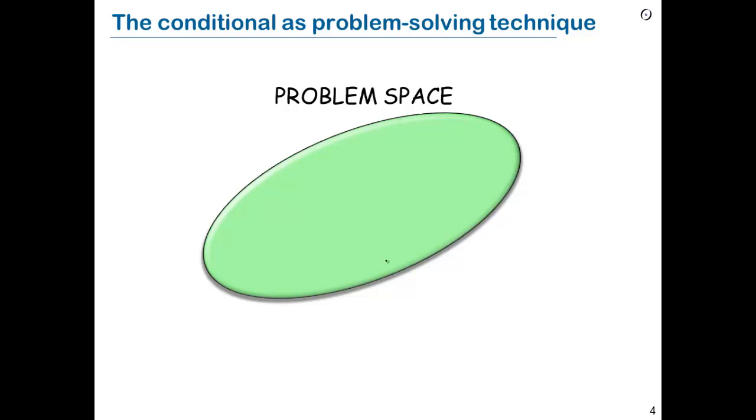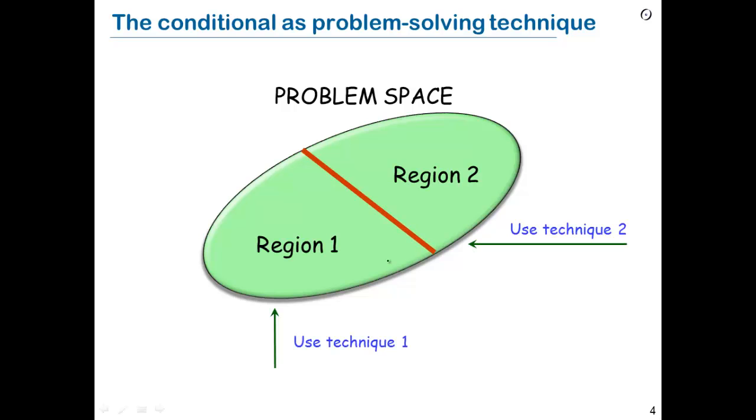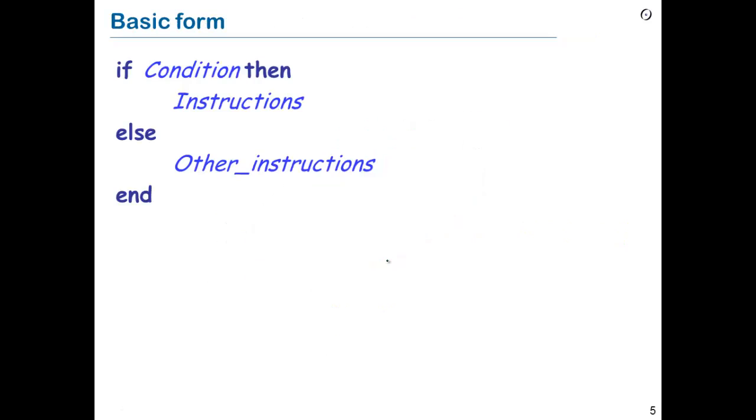In terms of conditional viewed as a problem-solving technique, this is what we previewed in an earlier sub-lecture of this discussion of control structures. Conditional is a useful problem-solving technique when we have a problem that we can divide into two cases corresponding to two regions of the problem space, and we have a technique to solve a problem in each one of them, so we just combine them using conditional.